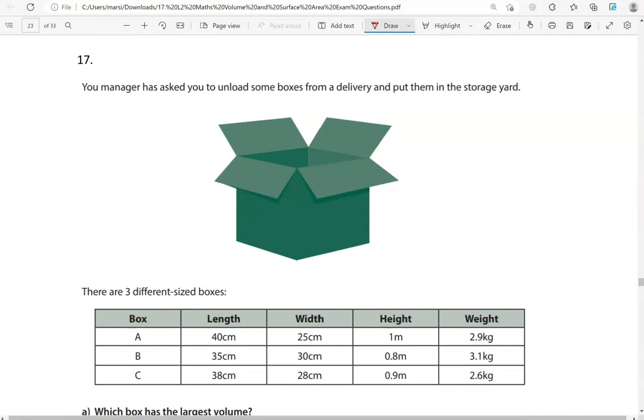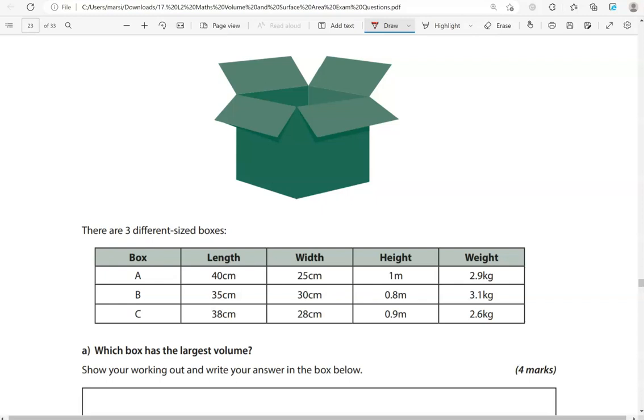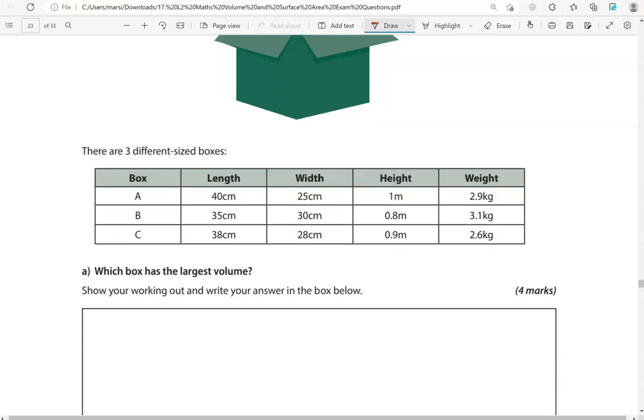Your manager has asked you to unload some boxes from a delivery and put them in the storage yard. There are 3 different sized boxes. Which box has the largest volume? Show your working out and write the answer in the box below. So volume is worked out by multiplying length by width by height. So what we're going to do is multiply them and write them here.